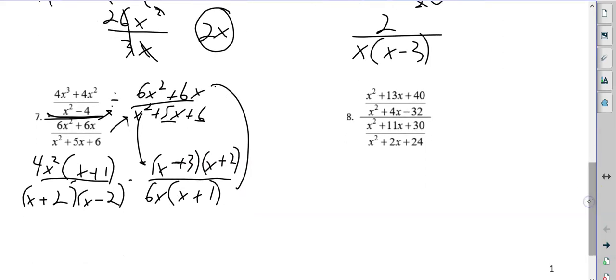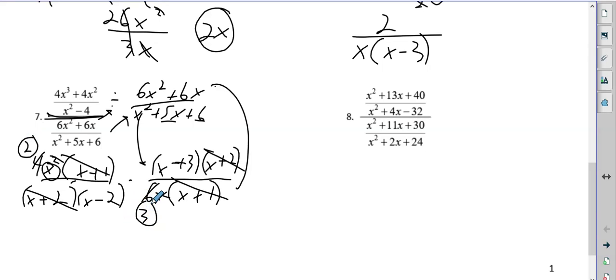And now we start to have our fun. X plus 2, x plus 2. X plus 1, x plus 1. Okay? 2 goes into 4 2 times. 2 goes into 6 3 times. This x can cancel with one of those x's. I'm going to circle to make sure I don't lose this.